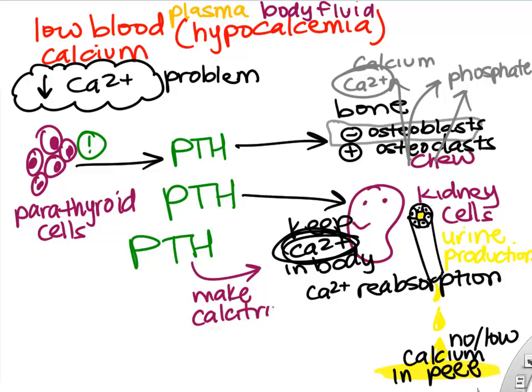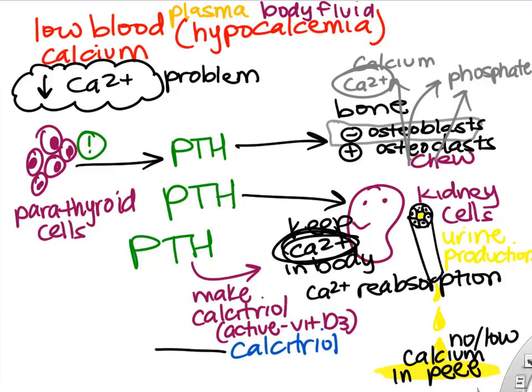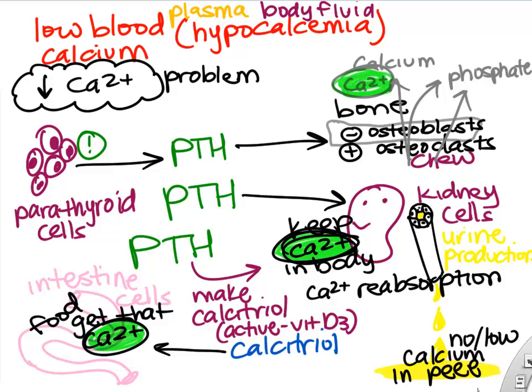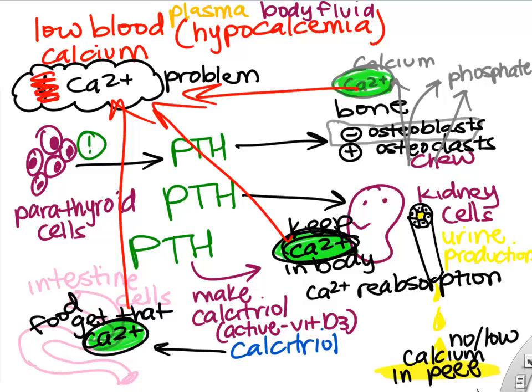The other thing that PTH does, it tells those little kidney cells to make the other hormone we talked about, called calcitriol. So calcitriol gets activated in the kidneys there, and then the target for calcitriol is mainly the intestines. It also targets the bones, but in the intestines, it tells those little intestinal cells to pick up the calcium from your food. So again, all of these responses to PTH by our cells help increase our calcium levels back up to normal.